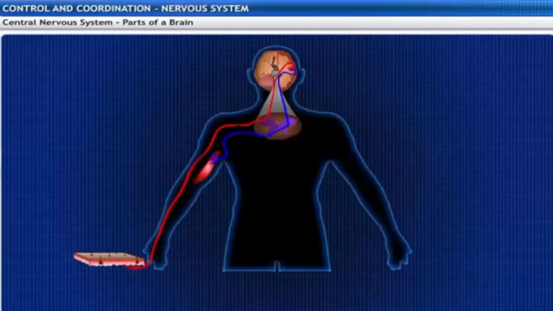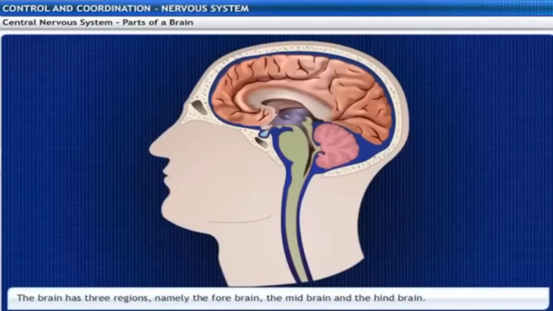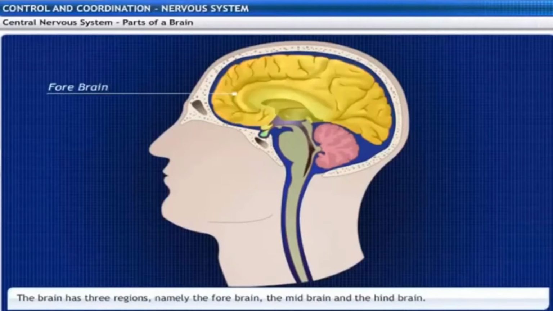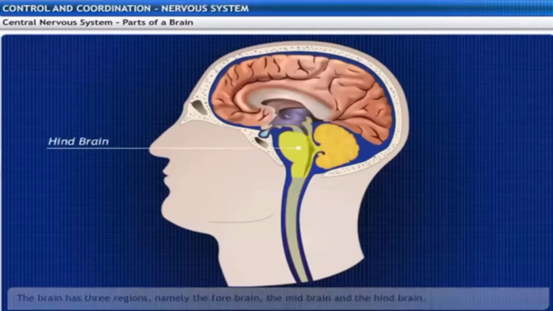The central nervous system communicates with the muscles or glands in the body in two ways. The first is by reflex action. The second is by the action of the brain that allows us to think and take actions based on our thinking. The brain has three major regions, namely the forebrain, midbrain, and hindbrain.